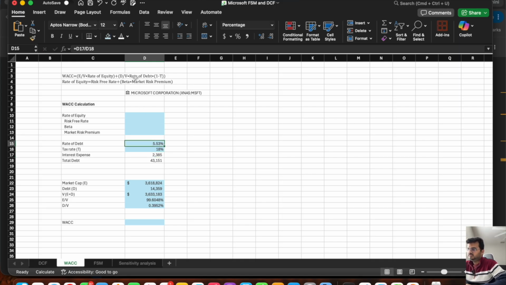So now what we have done is we got the rate of debt and T, the tax rate. So this part is entirely available. We just need the rate of equity. For the rate of equity, we need these three pieces of information. First one is the risk-free rate. Let's first understand what the risk-free rate means.